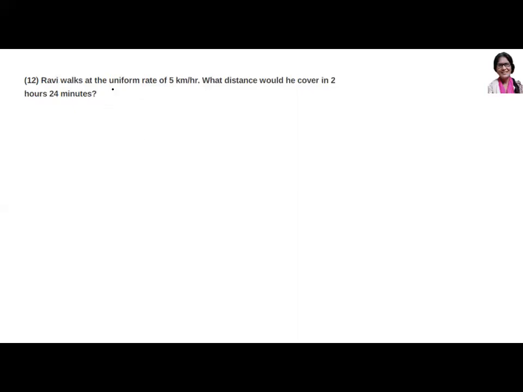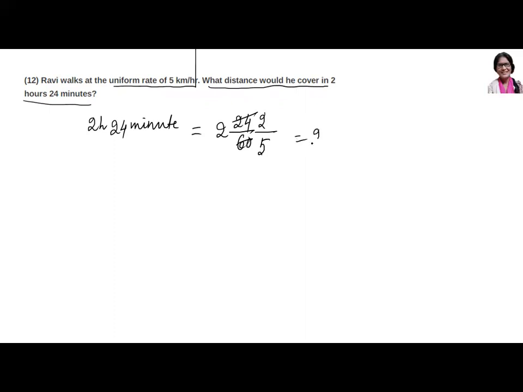Next, Ravi walks at a uniform speed of 5 km per hour. What distance will he cover in 2 hours 24 minutes? Same question. First convert 2 hours and 24 minutes into hour. How much will it be? 2 whole 24 upon 60. Cancel with 12, 2 times, 12 5 times. So 2 whole 2 by 5. If we make it into improper fraction, it will be 12 by 5. So this many hours you have to find the distance traveled.